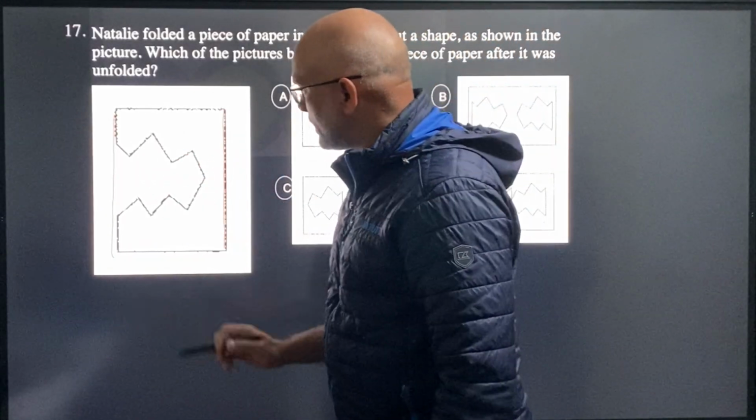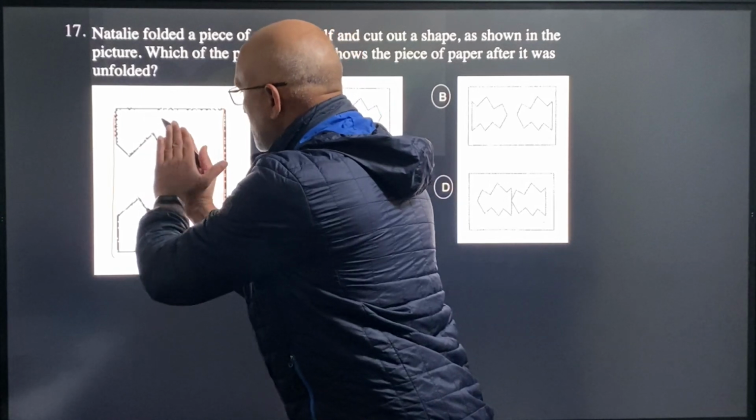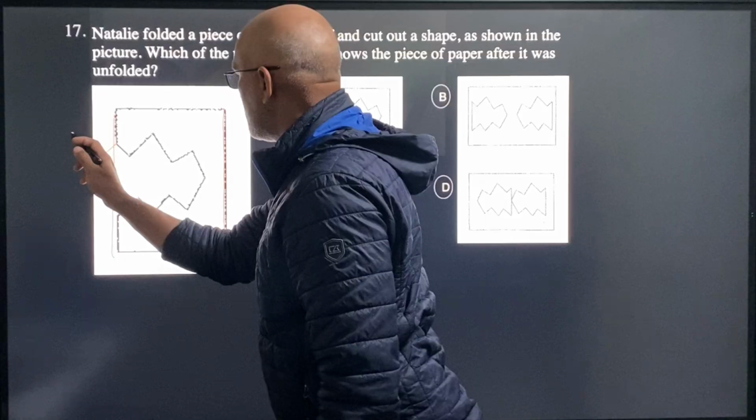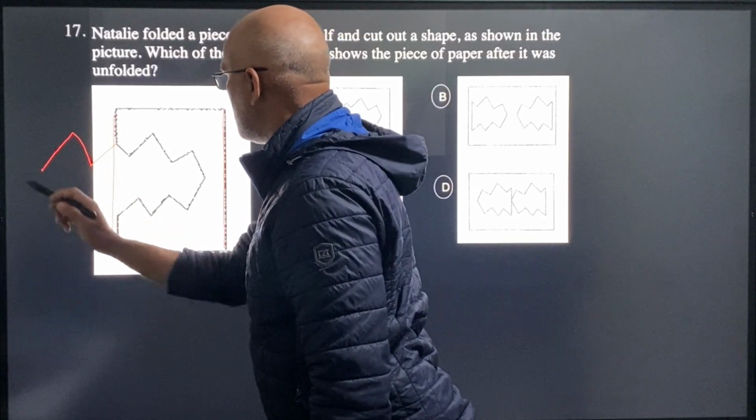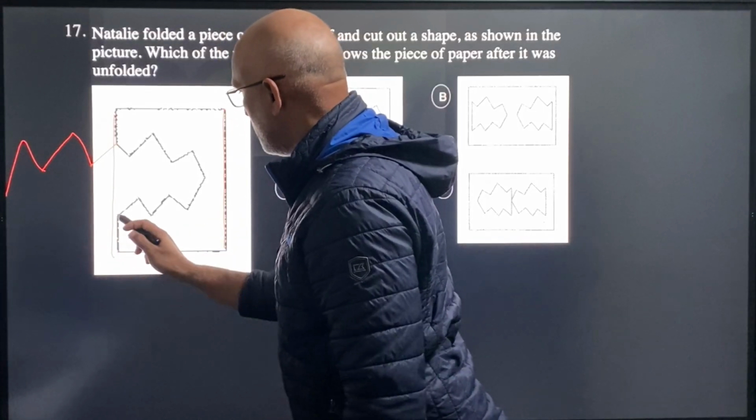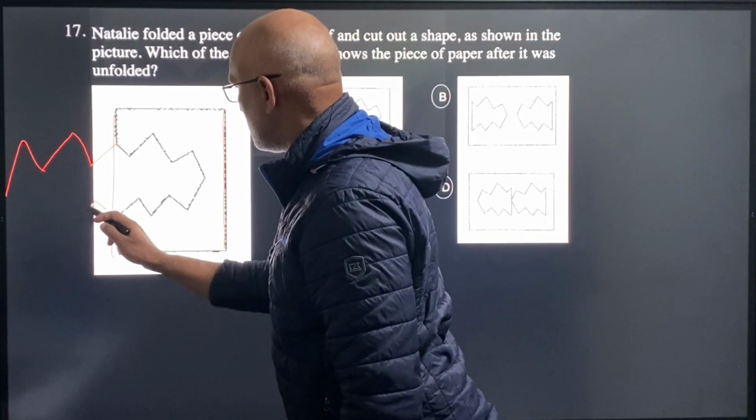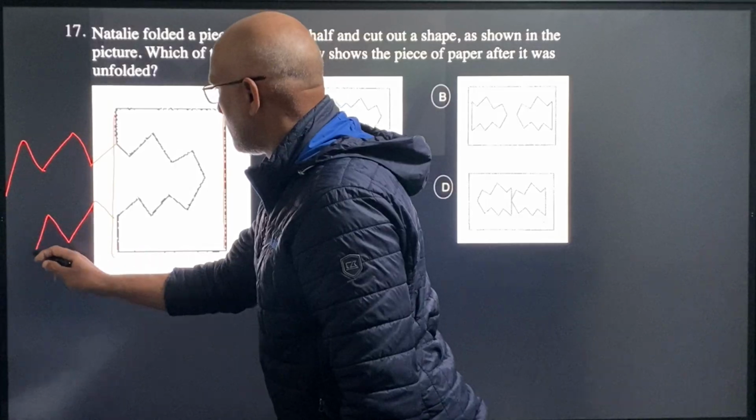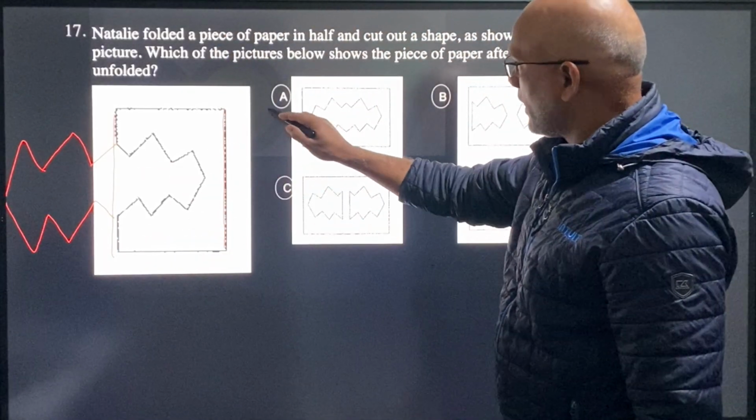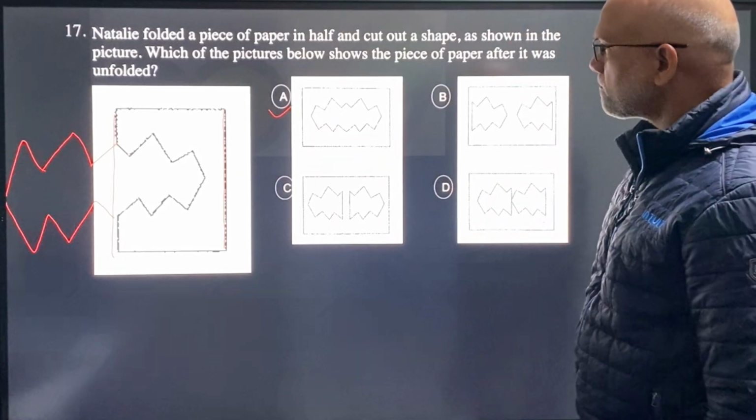Okay, let's just try this. So if this is the cut when it's folded, when I unfold it, this will be like this, right? And then here it will be like this. Okay. Now if I compare this, looks like A is the correct choice.